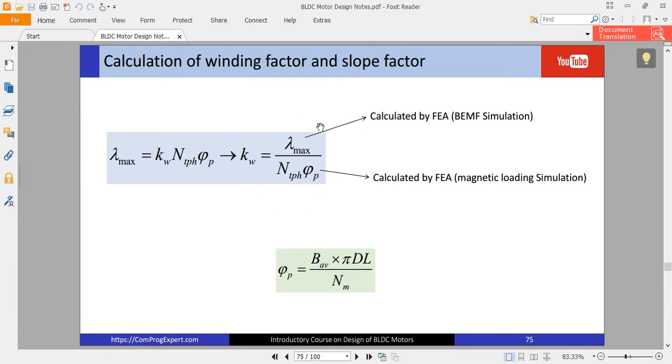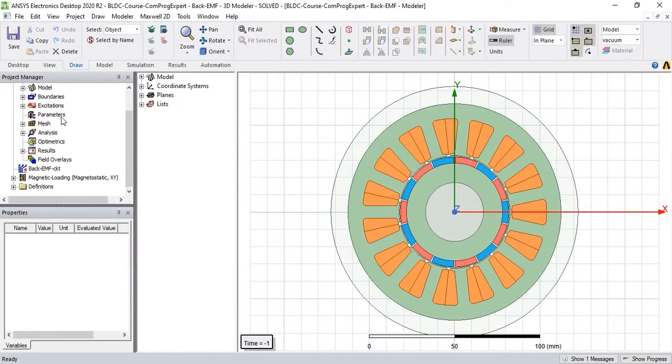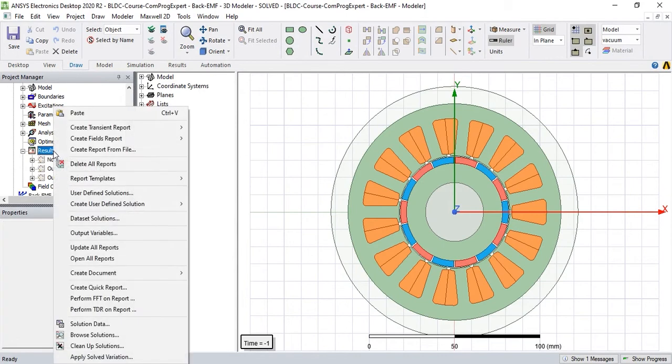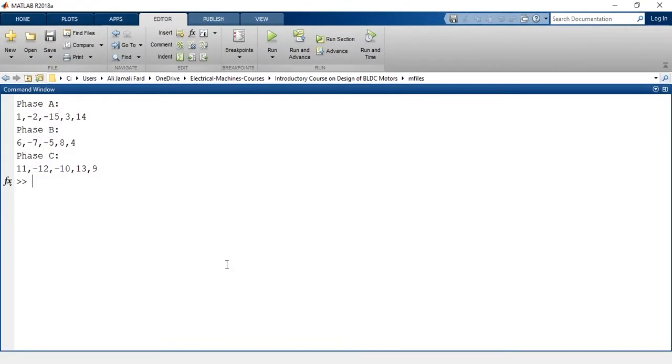So I'm going to use this equation. So I need to calculate lambda max. For calculation of the lambda max, first we need to calculate flux linkage of phase A, flux linkage of phase B, and flux linkage of phase C. So from here, BackEMF results, I am going to define three output variables. For example, flux linkage of phase A according to connections.